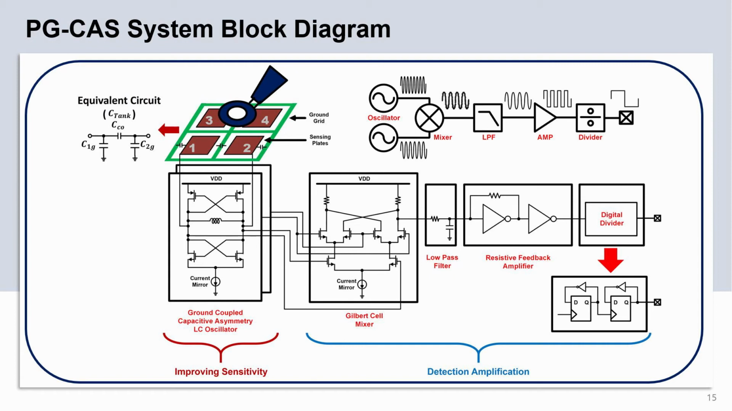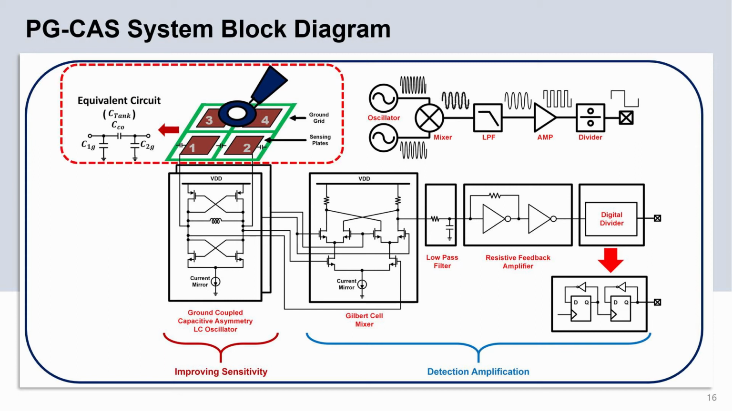This figure describes a system diagram and detailed circuit schematic of the EM side channel analysis attack detection. It consists of two LC oscillators, mixers, low-pass filter, resistive feedback amplifier, and the digital divider. Two LC oscillators are connected to patterned ground coplanar capacitive asymmetry sensing plates.